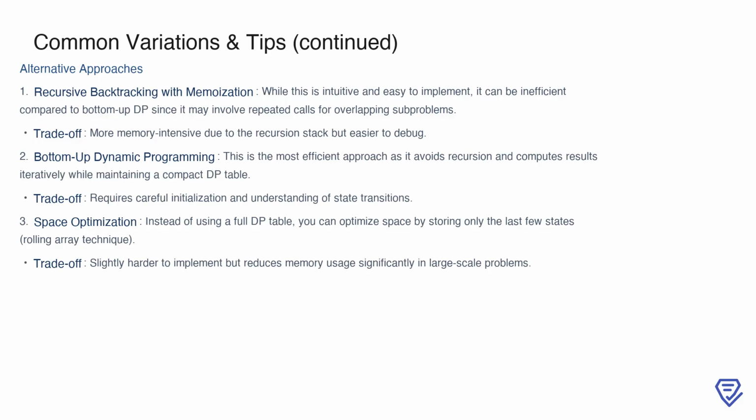Bottom-up dynamic programming, on the other hand, is the most efficient approach. By avoiding recursion and computing results iteratively, you can maintain a compact DP table and achieve better performance. That said, it requires a solid understanding of state transitions and careful initialization. Lastly, you can optimize space by using a rolling array technique, where only the last few states are stored instead of maintaining a full DP table. This significantly reduces memory usage for large-scale problems, though it can be slightly harder to implement. Choosing the right approach depends on your comfort level and the constraints of the problem you're solving.